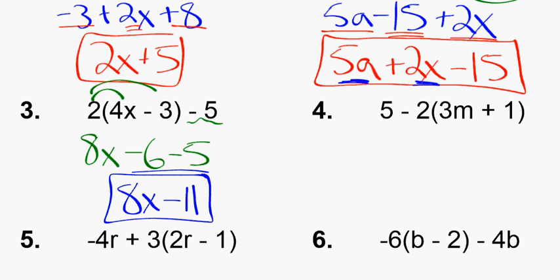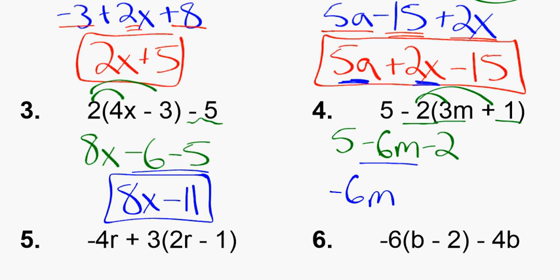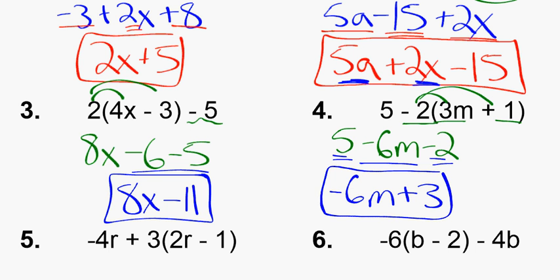Next, you're distributing a negative 2. That 5 doesn't change out in front. Negative 2 times 3m is negative 6m. Negative 2 times 1 is negative 2. The m does not change. And then 5 minus 2 is a positive 3.